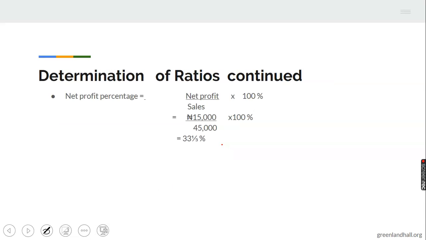Net profit percentage. Net profit percentage is equal to net profit over sales times 100%, which is equal to 15,000 naira over 45,000 naira times 100%, which is equal to 1/3%. So it means the business was able to use the sales of its goods of 45,000 to generate a net profit of 15,000 naira at the end of the day.